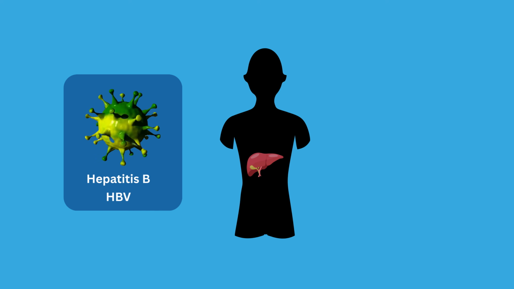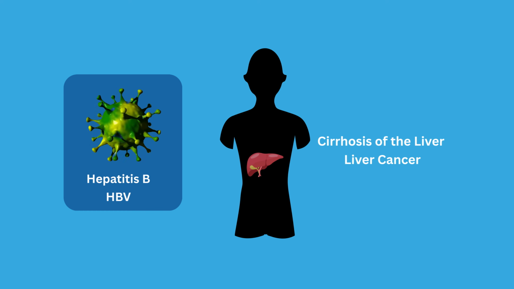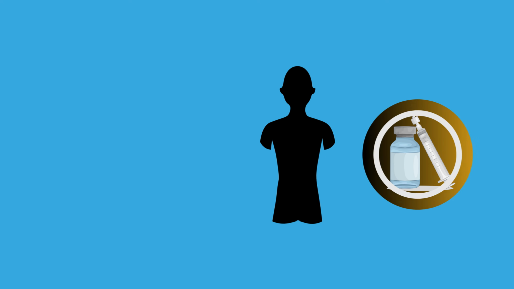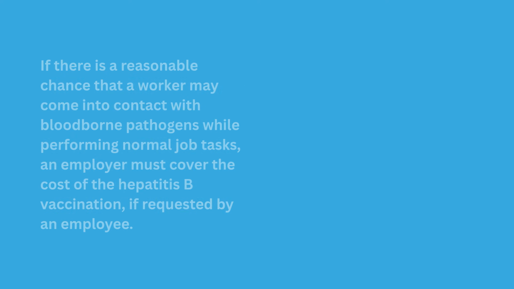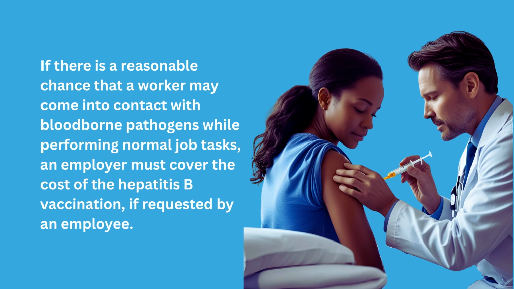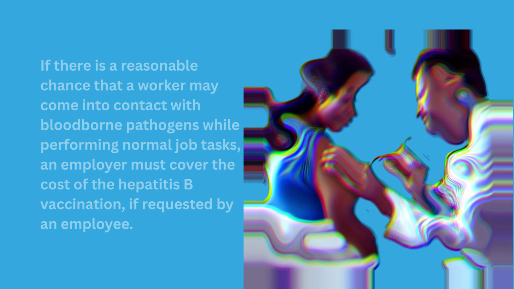Most chronic sufferers have few ongoing symptoms, but over a period of years are at a high risk of cirrhosis of the liver or liver cancer, both of which are life-threatening conditions. There is a vaccine to prevent HBV, but there is no cure. For chronic HBV sufferers, antiviral medication can sometimes slow the progression of the disease. If there is a reasonable chance that a worker may come into contact with bloodborne pathogens while performing normal job tasks, an employer must cover the cost of the hepatitis B vaccination if requested by an employee.